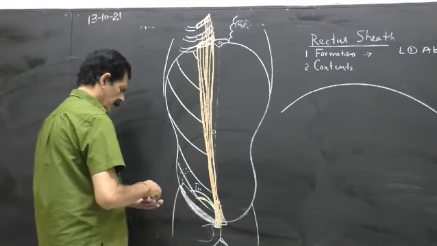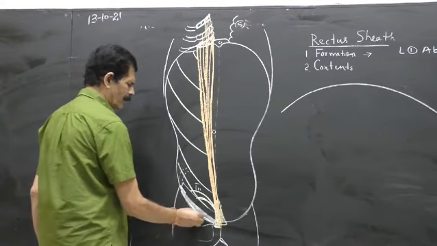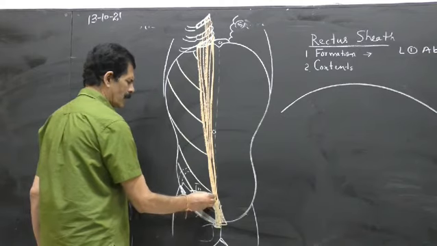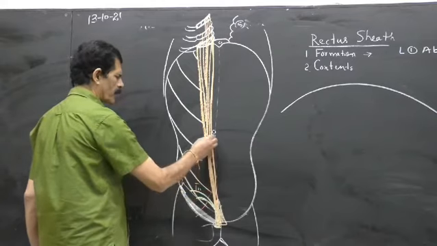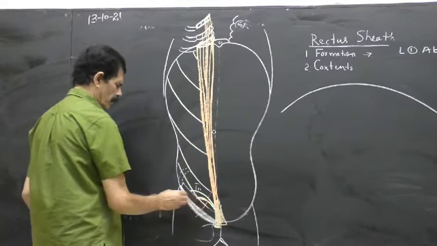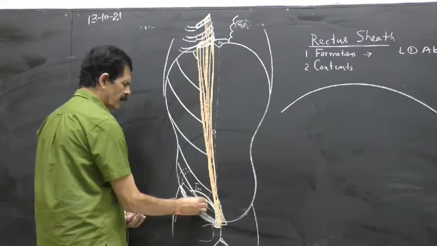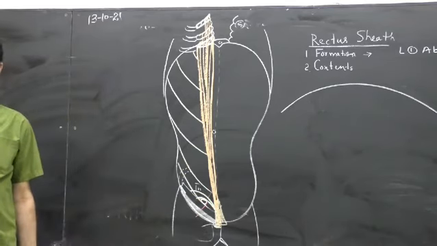And inferior epigastric vessels cross this arcuate line and they supply the rectus abdominis. Hence this hole is created, the oval hole. This is called the deep inguinal ring.